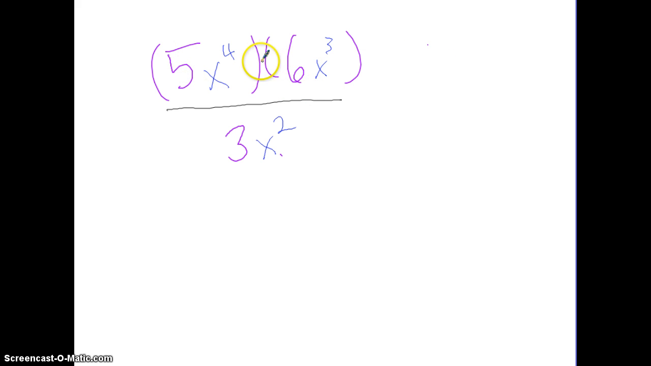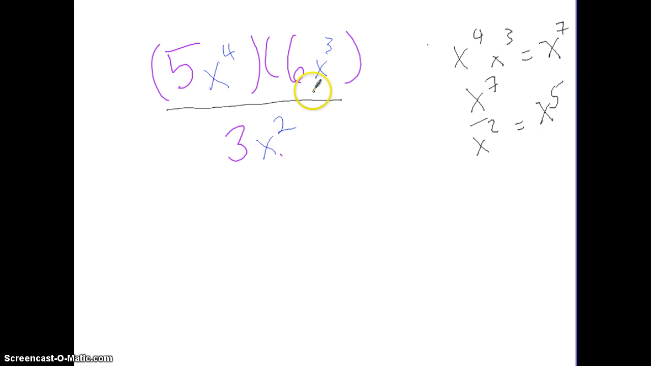So I'm multiplying here. The rule for multiplying is that I'm going to be adding these two exponents, 4 and 3, to make 7. So that's pretty simple. And then the rule for dividing, I'm going to be subtracting the exponents. So the rule for dividing is to subtract the two exponents.